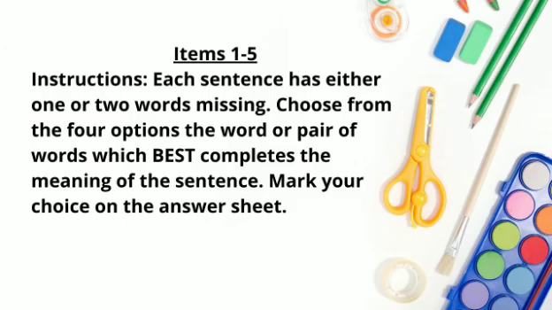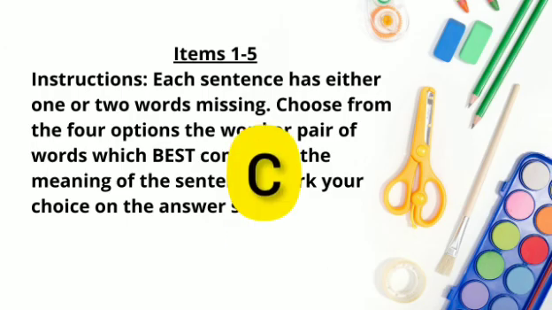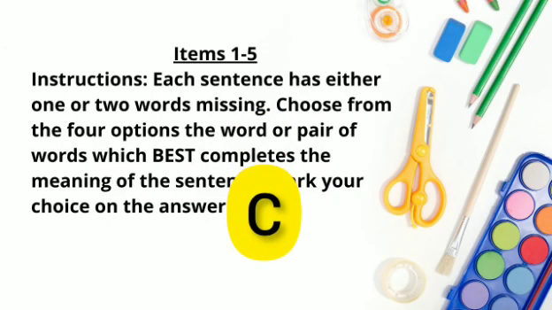Okay, now let's look at items 1 to 5, instructions. Each sentence has either 1 or 2 words missing. Choose from the 4 options the word or pair of words which best complete the meaning of the sentence. Mark your choice on the answer sheet.